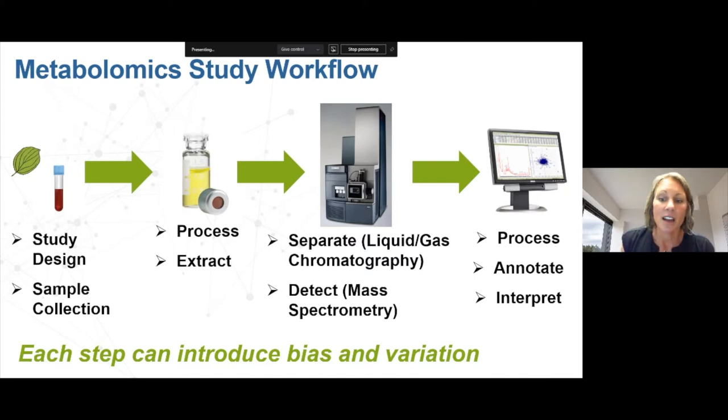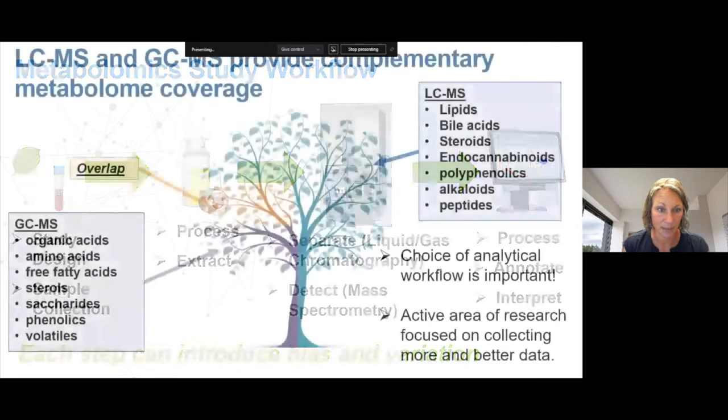And so while we like to think of our untargeted or non-targeted metabolomics as unbiased, in reality, the choices that we make at each step of this workflow are going to bias the experiment to a particular set of metabolites. So for example, the process or the solvent that we use to extract our metabolites, the instrument platform we choose for separation and detection, and the tools that we use for data processing are all going to influence the data that we ultimately have at the end. And so this is a really important piece of designing a metabolomics experiment.